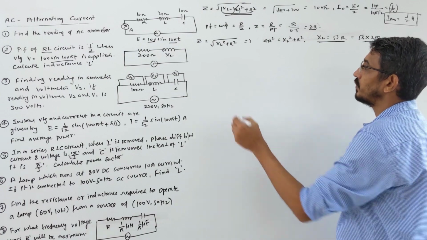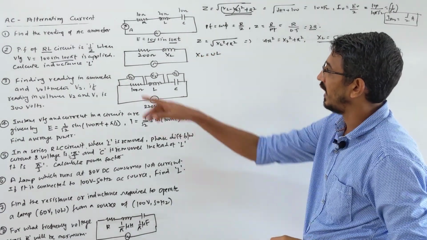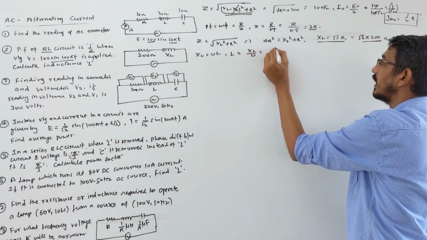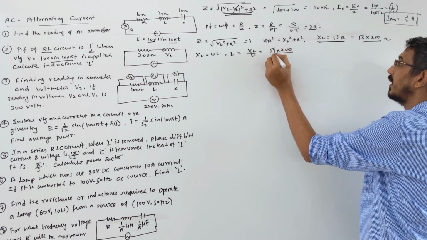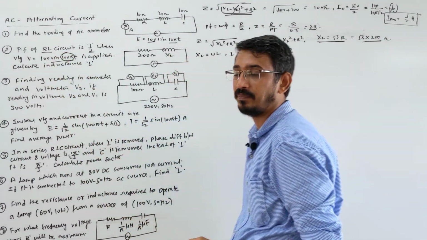Now XL we know, and XL is also equal to omega into L. We want to calculate L, the inductance. So L will simply be equal to XL by omega. XL means root 3 times 200, and omega we can see from the equation. This is your omega, from omega t, correct?